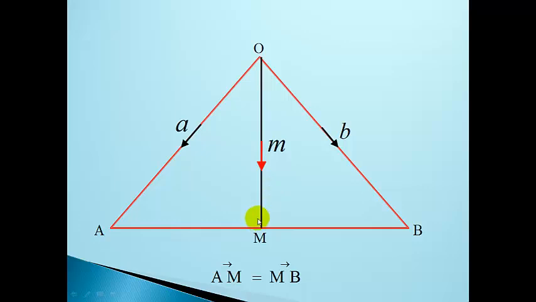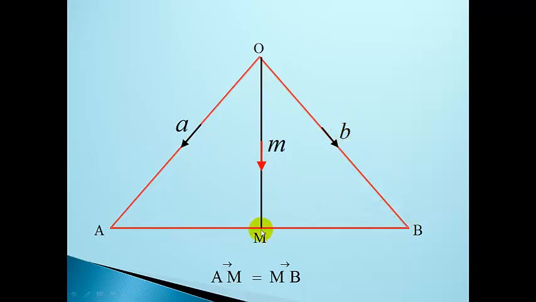OM is the position vector of M. OA is the position vector of A. And OB is the position vector of B. And the position vector of A, that is OA, is the same as small letter a. The position vector of M, that is OM, is the same as small letter m. And the position vector of B, that is OB, is the same as small letter b.